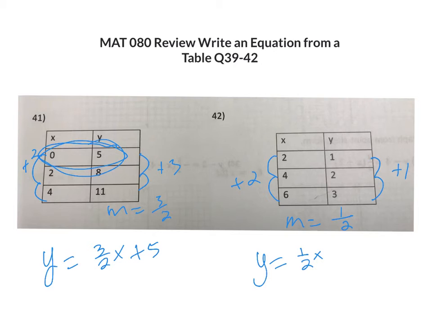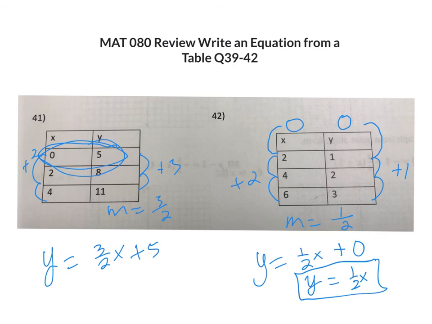x is equal to 0. However, if I extend this pattern as it's going up, 6, 4, 2, the next one would be 0. And that means the next one over here would also be, this is going 3, 2, 1. The next one going up would also be 0. So my y-intercept is at plus 0. When we write that equation, we just don't write the 0 at all. So we would write y equals 1/2 x.